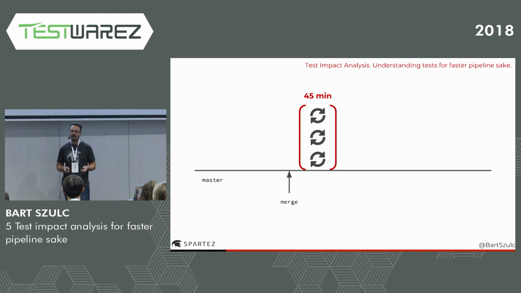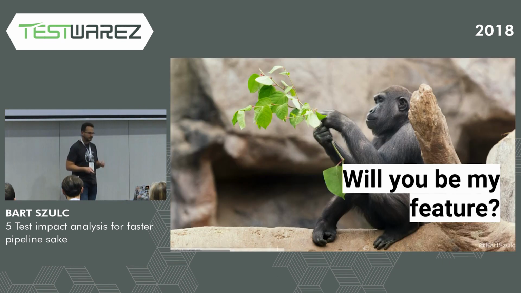Like 45 minutes for a developer to wait for feedback on whether his change broke something or is okay is just too much, and people just basically are not caring anymore about it. So we were trying to solve this problem: how we can reduce the time that is needed to execute all the tests that we have.